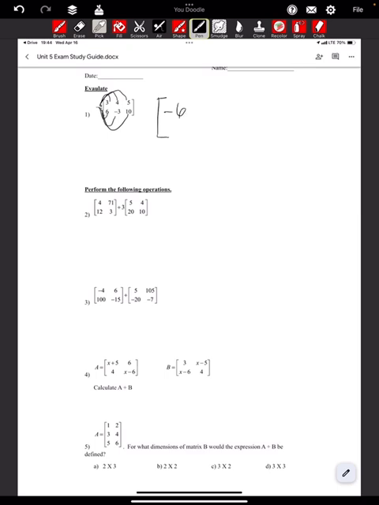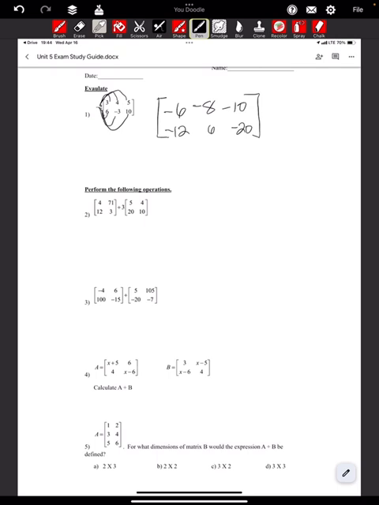Negative 2 times 4 is negative 8. Negative 2 times positive 5 is negative 10. Negative 2 times 6 is negative 12. Negative 2 times negative 3 is positive 6. And then lastly, negative 2 times 10 is negative 20. And so that's all we have to do, is multiply everything inside the matrix by our outside factor. So if it's negative or positive, that's what you're going to multiply every term by.